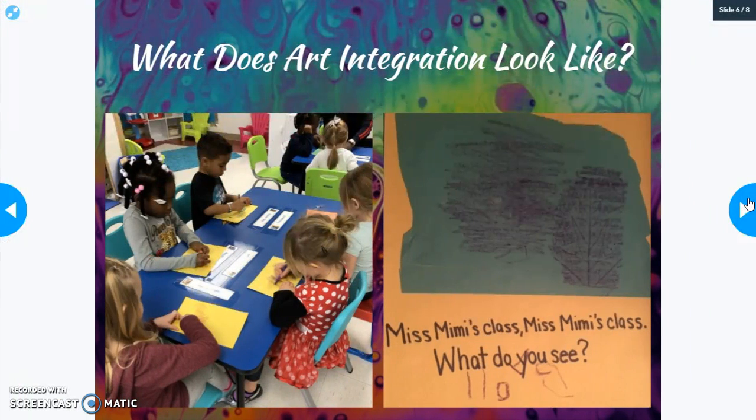What does art integration look like? I had the opportunity to teach a lesson at a local child care center. This lesson was themed around leaves, where the students had the opportunity to explore the outdoors and then create a leaf rubbing with the leaf of their choice. This was one of their first times creating leaf rubbings. It was an enjoyable day for all of us.